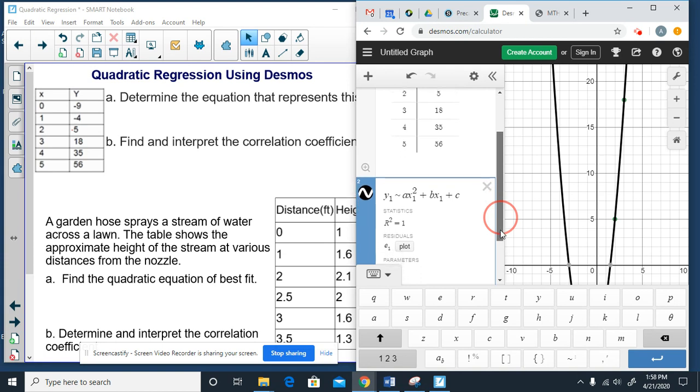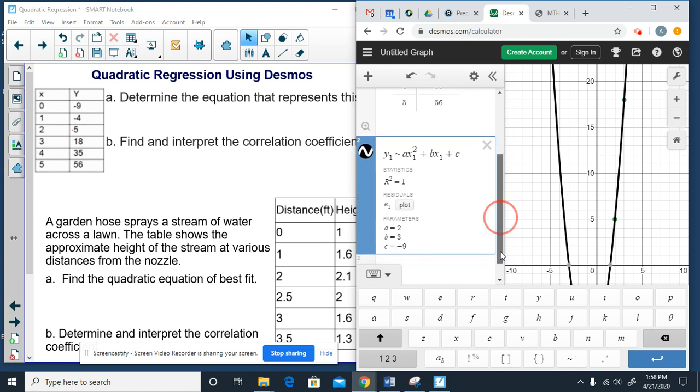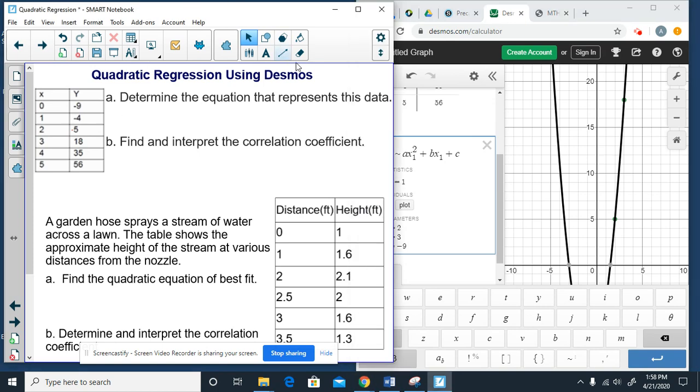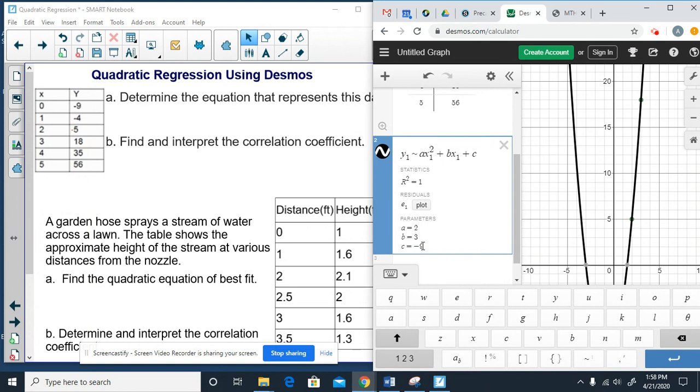So that'll help us remember what to type in. All right, so we've got some stuff here. We've got an a, a b, and a c. Well, that tells us what our A, B, and C should be when we write our equation. So let's go ahead and do that. Going back over to the question we have, our A is 2, our B is 3, and our C is -9.